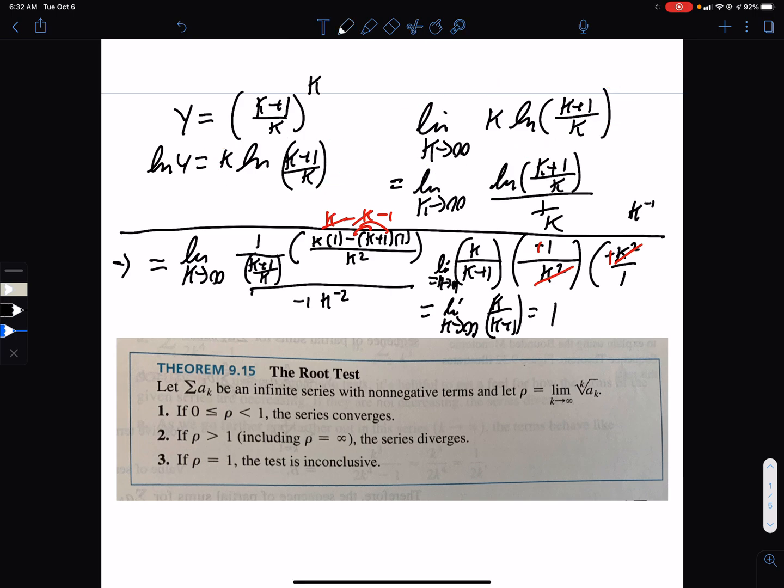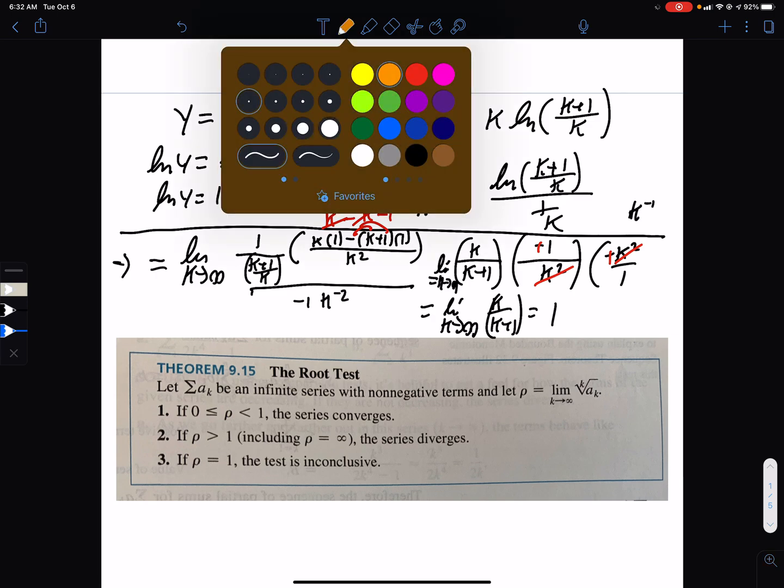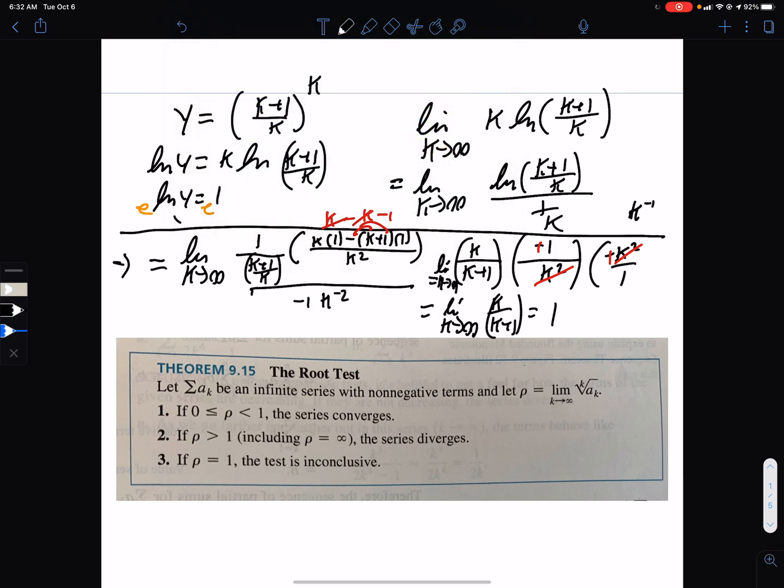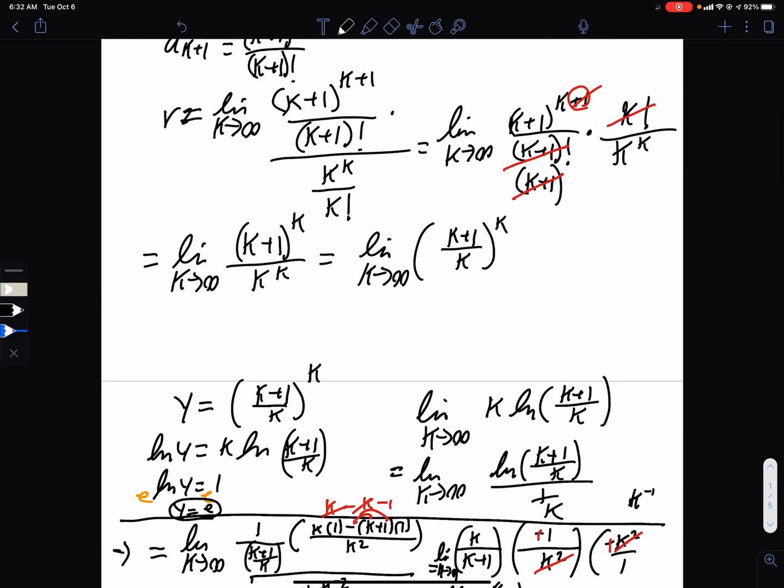Okay? So back to this. This equals 1. ln of y equals 1. How do you get rid of ln? You have to e both sides. Don't you love L'Hopital's? y equals e. So the limit of all that, we get e. Craziness, huh? So let's go back. This equals e.